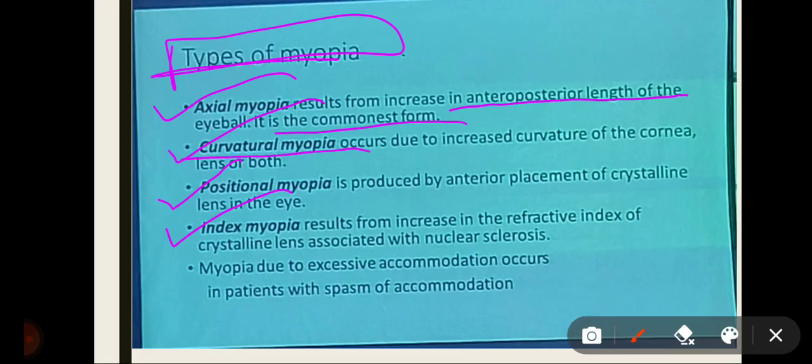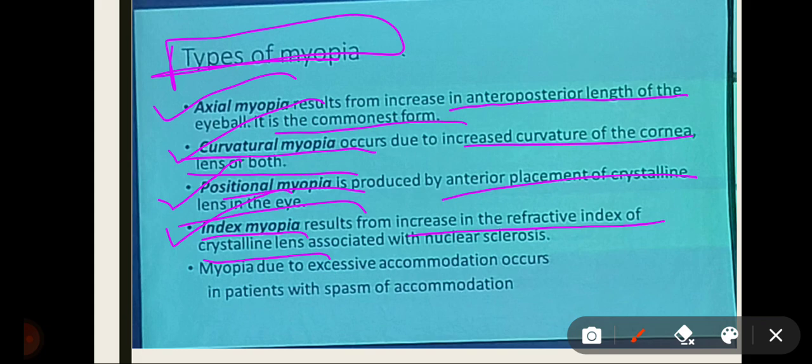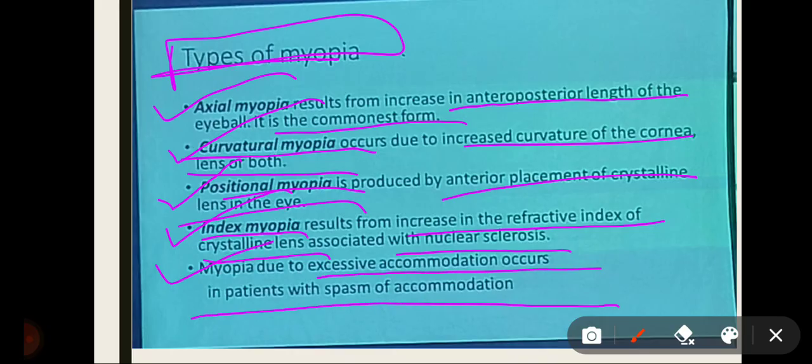Curvatural myopia occurs due to increased curvature of the cornea, lens, or both. Positional myopia is produced by anterior placement of the crystalline lens in the eye. And index myopia results from an increase in the refractive index of the crystalline lens associated with nuclear sclerosis. Myopia due to excessive accommodation occurs in patients with spasm of accommodation.